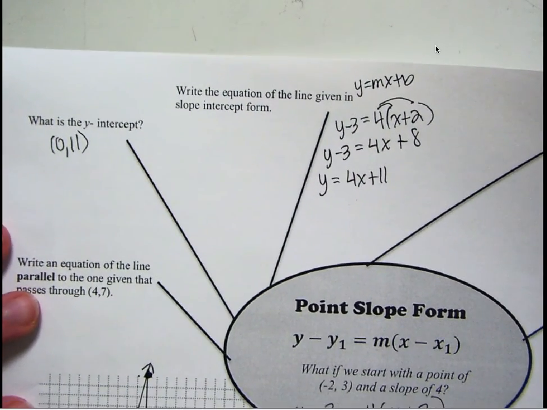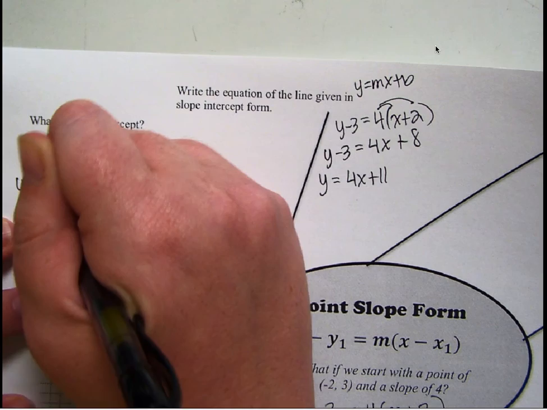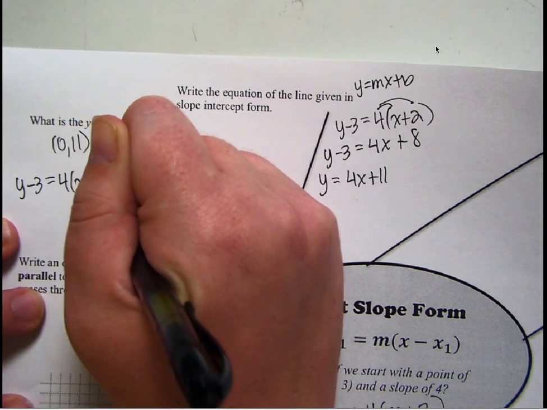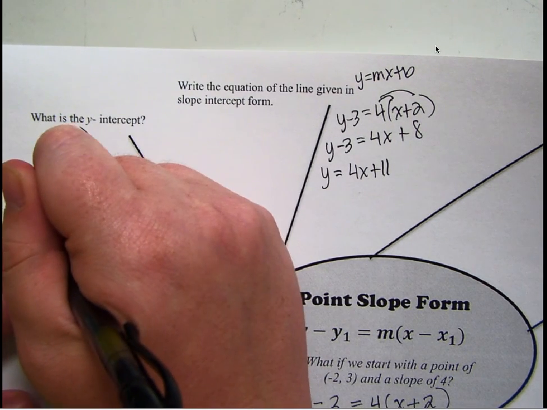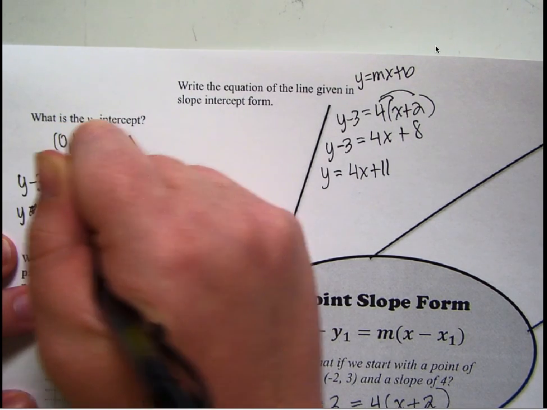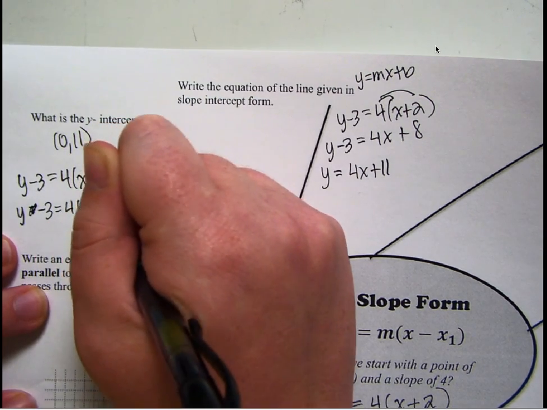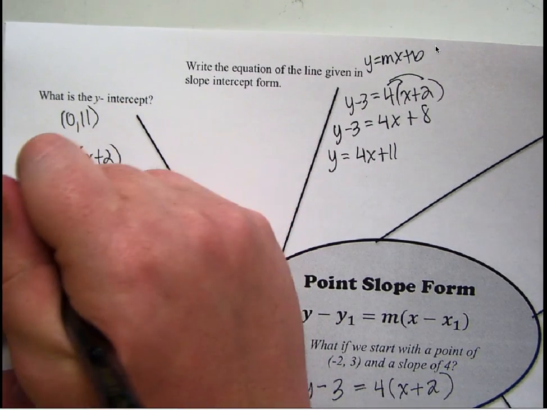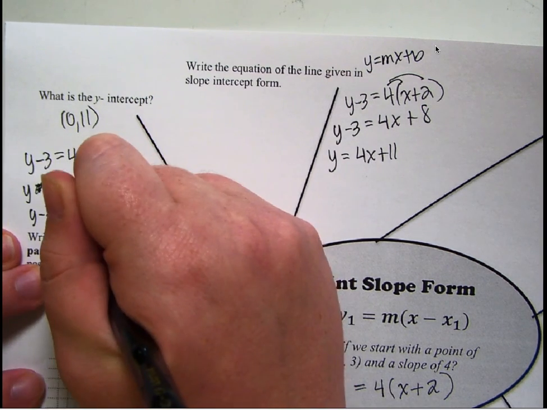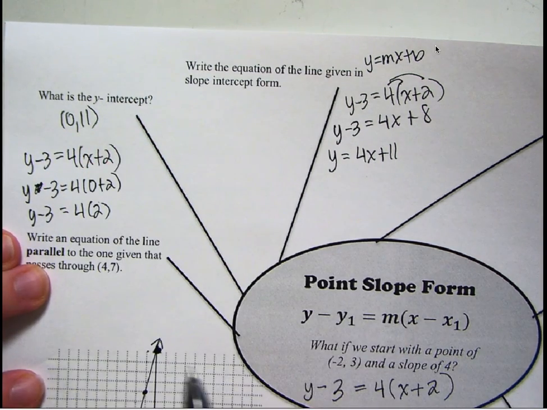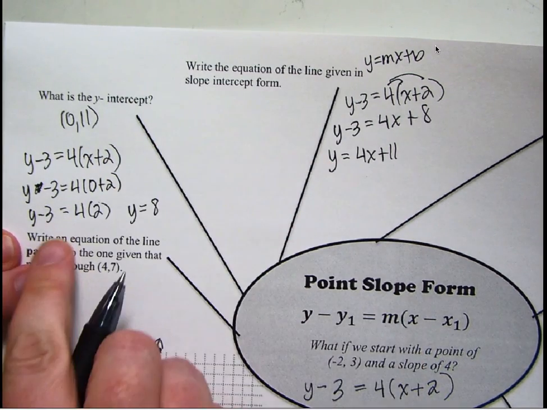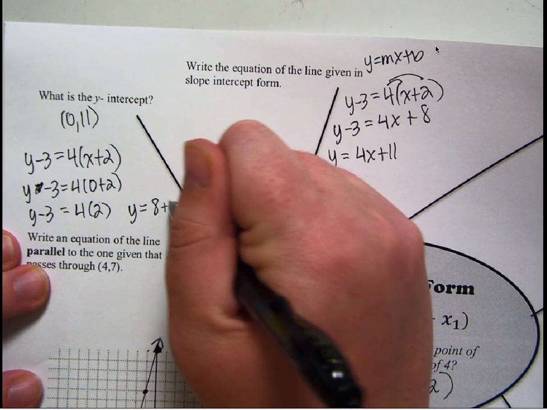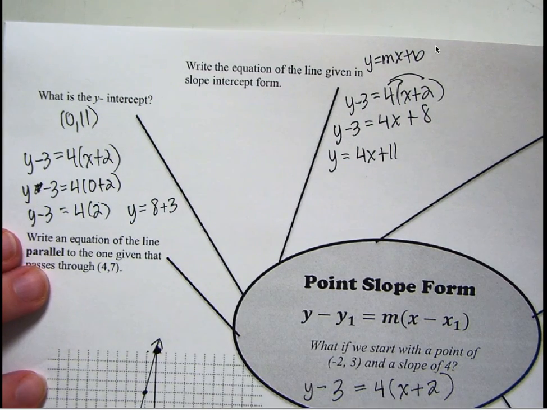One last thing that we can do is use the equation and substitute 0 in for x. So we can algebraically find the y-intercept too. Y minus 3 equals 4 times the quantity 0 plus 2. So we get y minus 3 equals 4 times 2, which is 8. So y equals 8, and then adding the 3, 8 plus 3, we get 11. So there's multiple ways of representing the y-intercept.